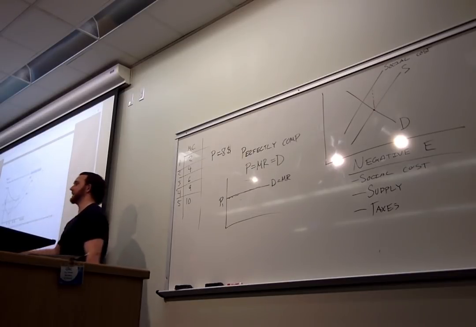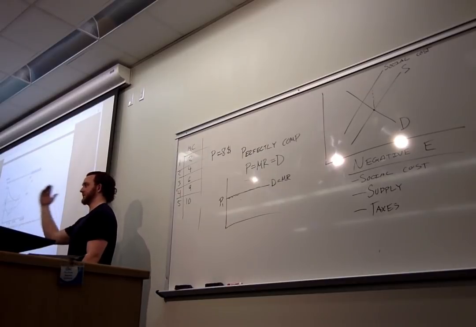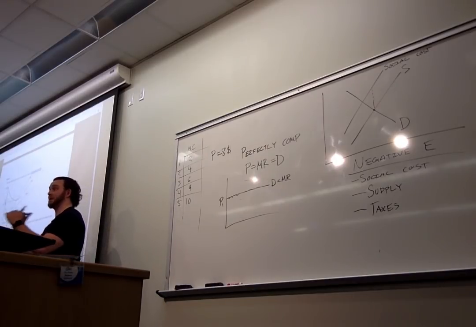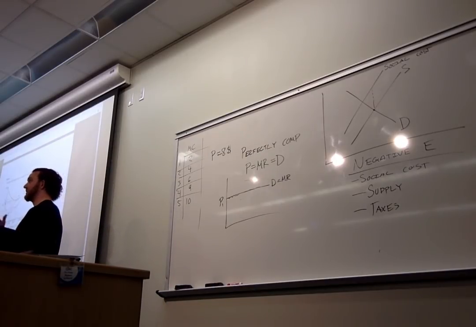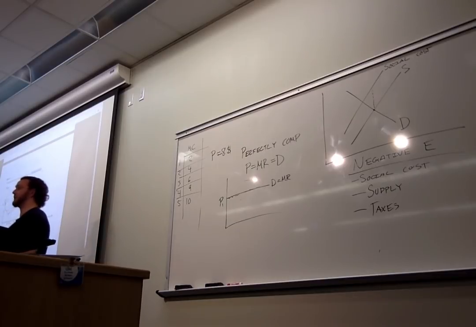So price is equal to marginal revenue is equal to demand. All right, those are all the same line. So when you look at these, if you don't see a demand curve, you don't see a marginal revenue curve, check to make sure it's a perfectly competitive market. It will be, and just know that all 3 of those are the same line.